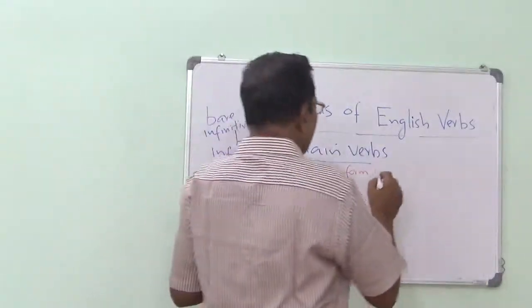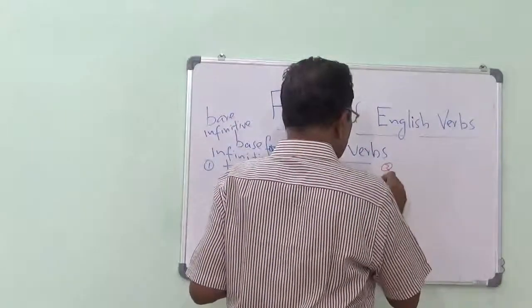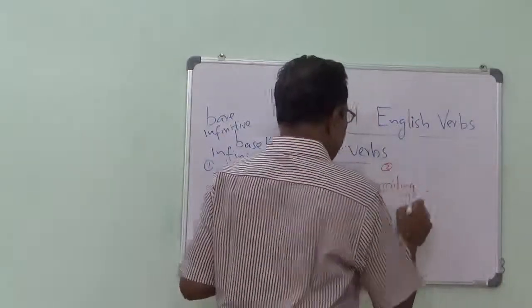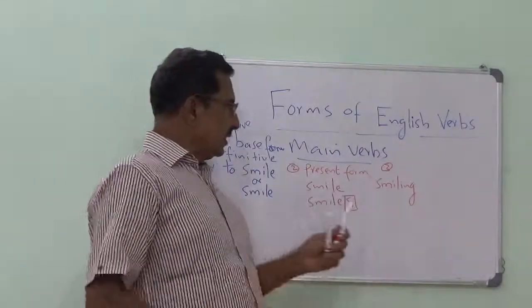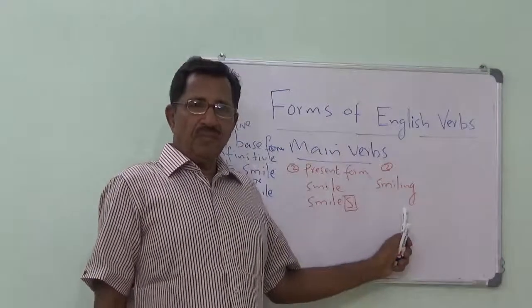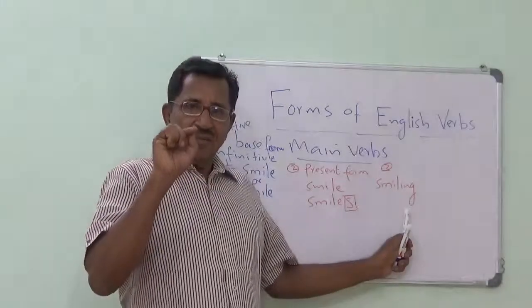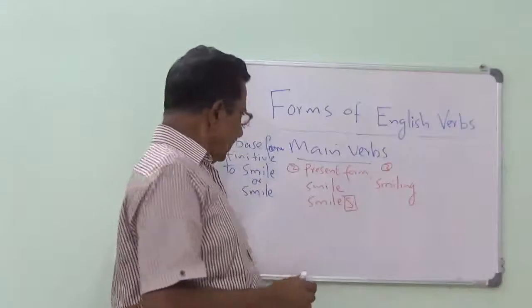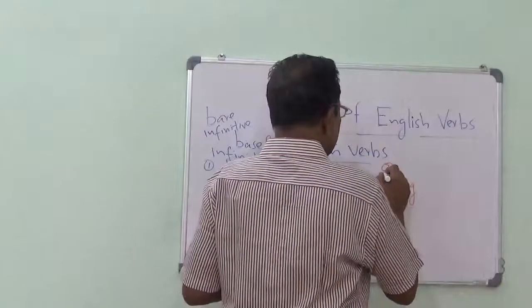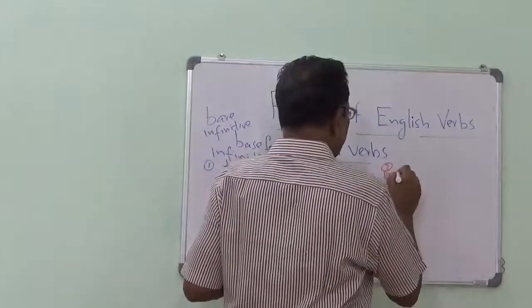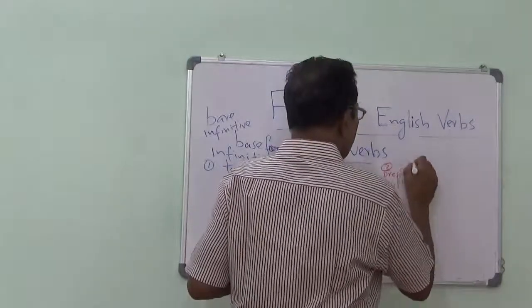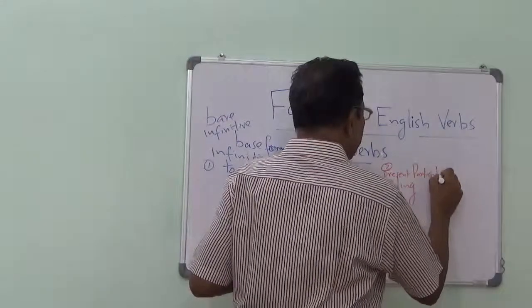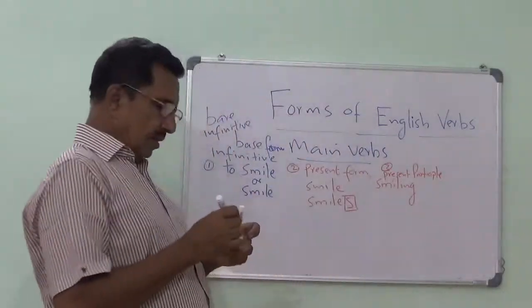Now the third form is smiling. Smiling. That is called the ing form, because the form of the verb ends in ing. And this is present participle. Present participle. Are you writing this? Present participle. That is the third form.